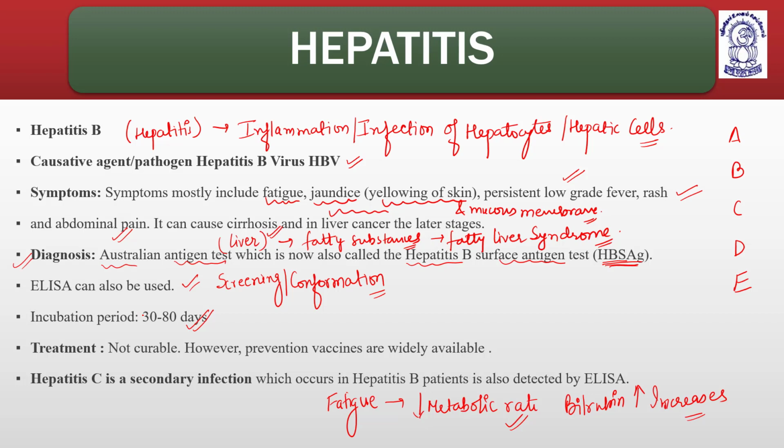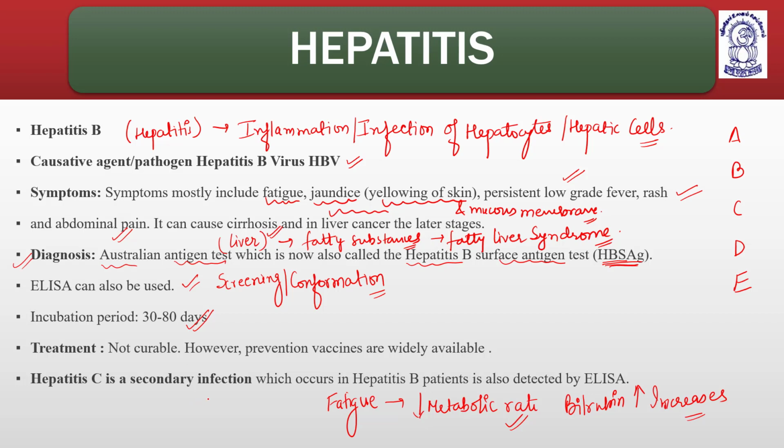Diagnosis, I already told you, is done by the hepatitis B surface antigen test. ELISA is used for confirmation. Incubation period is 30 to 80 days. Now treatment: there is no cure. However, preventive vaccines are widely available. These preventive vaccines help to eliminate the antigens from the body and make the lifespan prolonged.